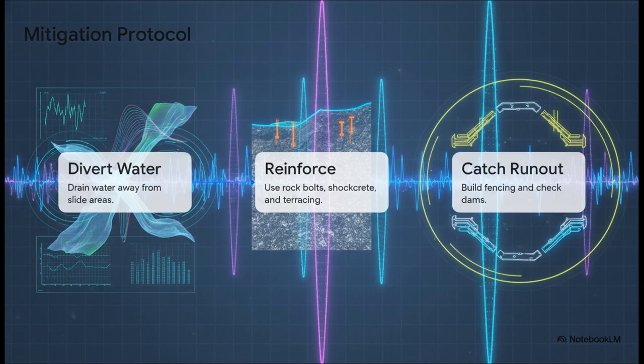Because pore pressure is the main trigger, diverting and draining water away from slide areas is the most common and effective defense. We use tarps, plastic sheeting, and deep drain wells. Step 2 is physical reinforcement. If a rock face is fractured, we'll drill long steel rock bolts directly into it to pin it back, or spray reinforced concrete, called shotcrete, to hold the whole thing together. Finally, Step 3, if we can't stop the mountain from falling, we build structures to catch and divert the runout, things like stretchable catch fencing, diversion channels, and check dams to slow down debris flows before they hit a town.